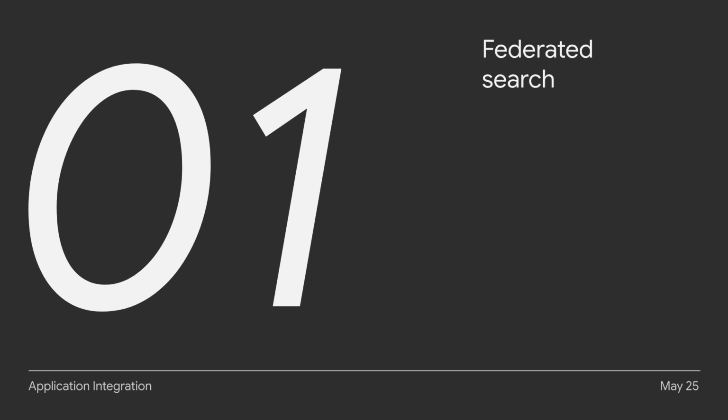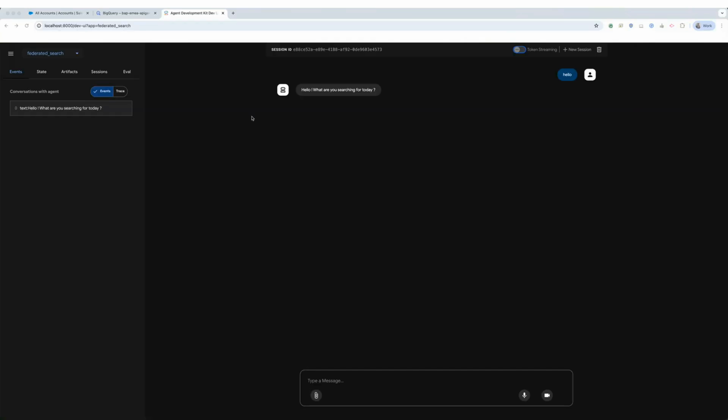This demo demonstrates federated search with application integration. Federated search is a way for an agent to search across different data sources from the same place. In this case, the data is not copied in a RAG or an index. Instead, the agent is using connectors to connect directly to third-party platforms.